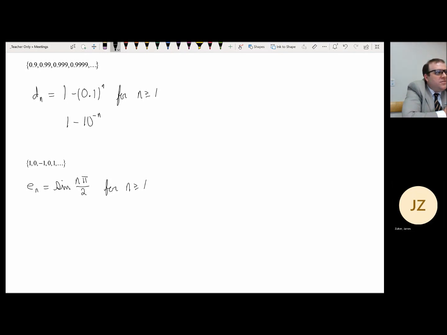Is there another way, without using trig functions, to represent this sequence? None that I can see. None that pop right out to me.